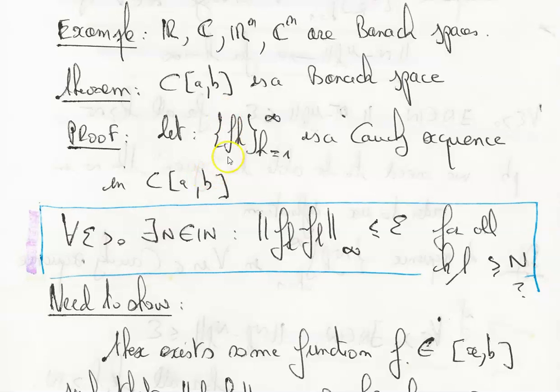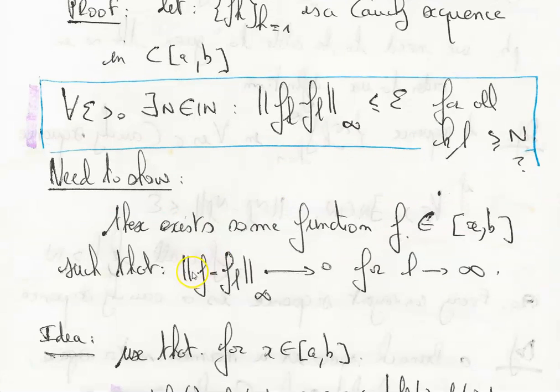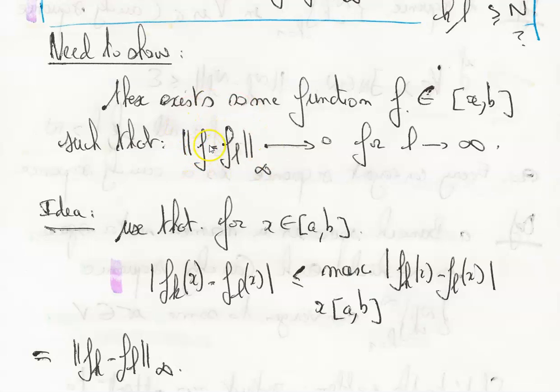Proof: let f_k, for k from 1 to infinity, be a Cauchy sequence in the continuous functions from A to B. It means that whatever epsilon strictly positive, epsilon as small as you can find, you will always find an integer n such that for k and l superior to this n, you can dominate the infinite norm of the difference between two terms f_k and f_l by this epsilon. So we need to show there exists some function f defined on the segment AB such that the infinite norm of the difference between f and f_l converges to 0 for l going to infinity.